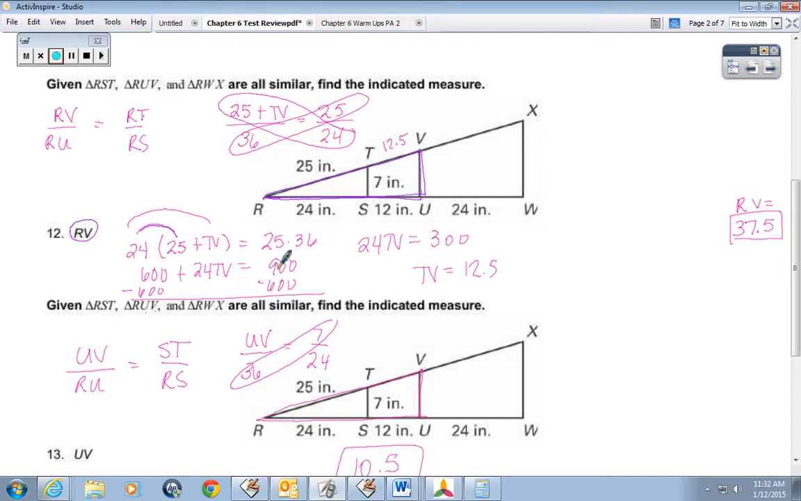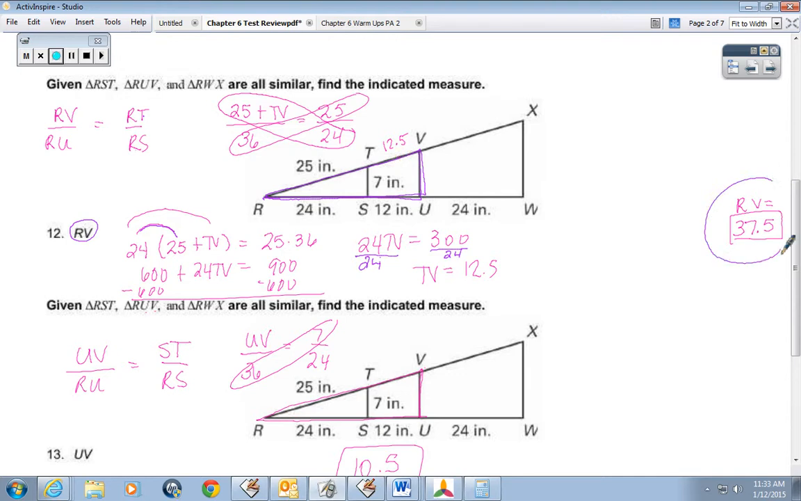From there, I've got to get TV by itself, subtract 600 from each side, and that gives me 24 times TV equals 300. Divide both sides by 24, and I get TV is 12.5, but they don't ask for what TV is. They ask for what RV is. So if RT is 25 and TV is 12.5, if you add them together, you get 37.5.